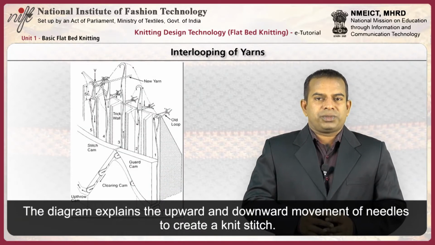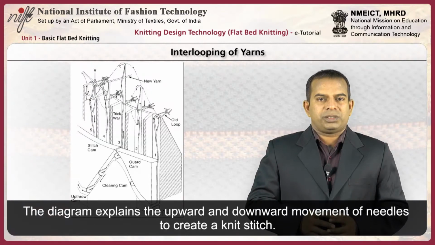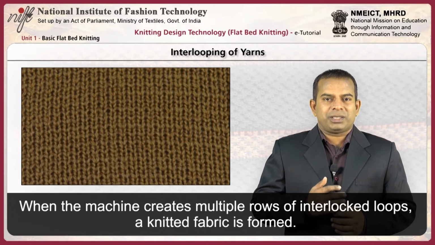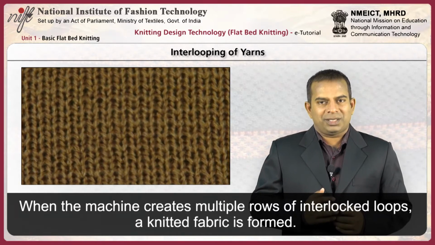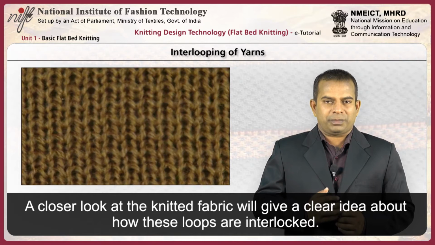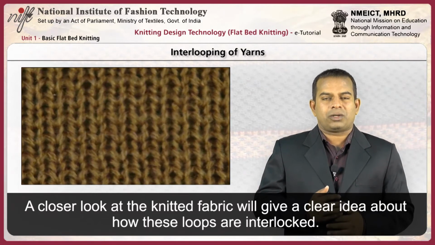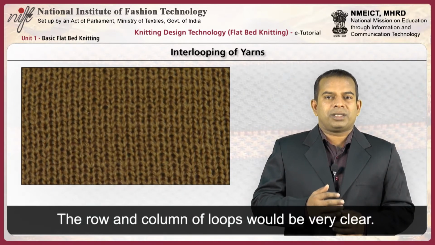Needle movement for knitting, with a diagram explaining the upward and downward movement of needles to create a loop. When the machine creates multiple rows of interlocked loops, a knitted fabric is formed. A closer look at the knitted fabric will give a clear idea about how these loops are interlocked. The rows and columns of loops would be very clear.